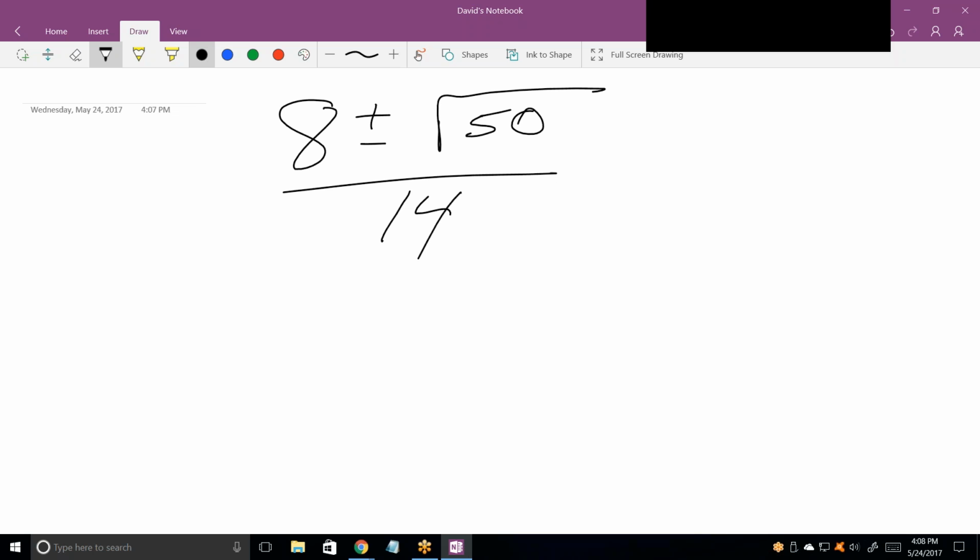I can simplify every term here. Always start there. Divided by 2. How does that simplify? That's what, 50? Can we do 25 and 2? Okay, so what does it simplify to? So it'd be 8 plus or minus 2 times the square root of 25.